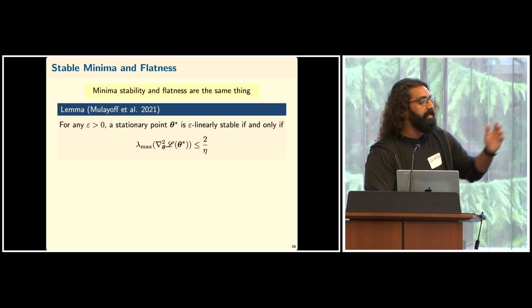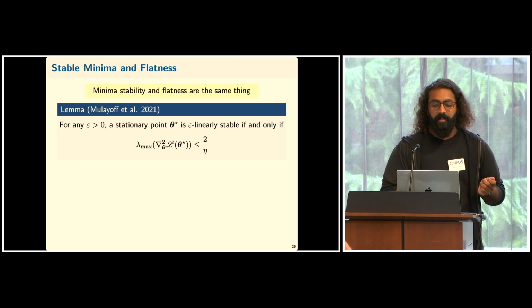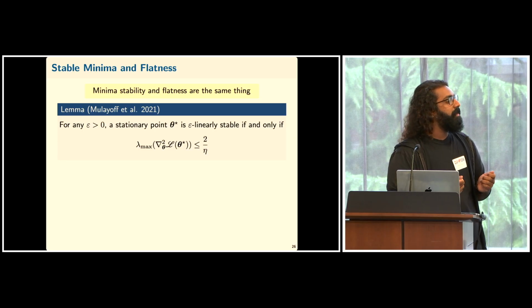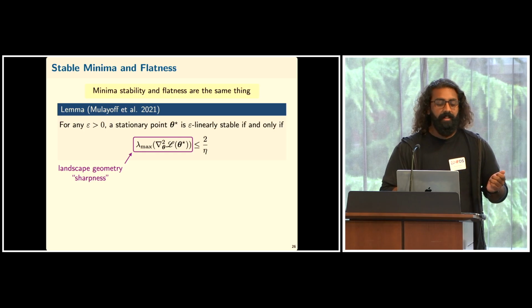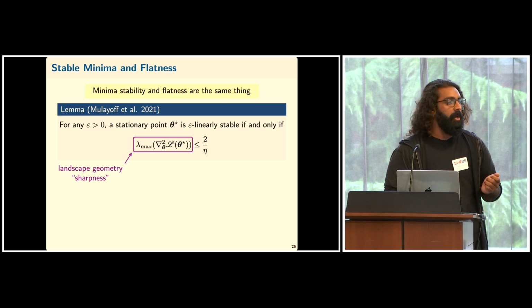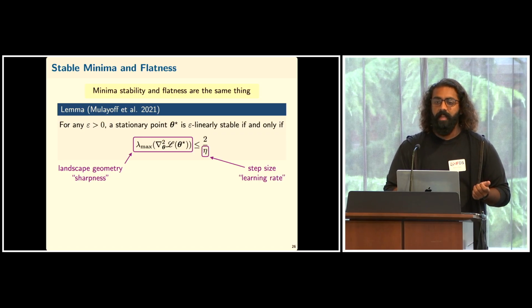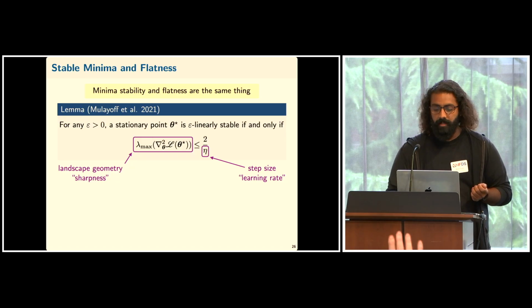So this is a nice lemma from this Mulyaev et al. paper: for any epsilon greater than 0, a stationary point theta star is epsilon linearly stable if and only if lambda max of the Hessian of the loss at the point is bounded by 2 over eta. So this here is exactly capturing the sharpness of the landscape geometry. And again, to remind everyone, this eta here is the step size or learning rate for our gradient descent iterations.